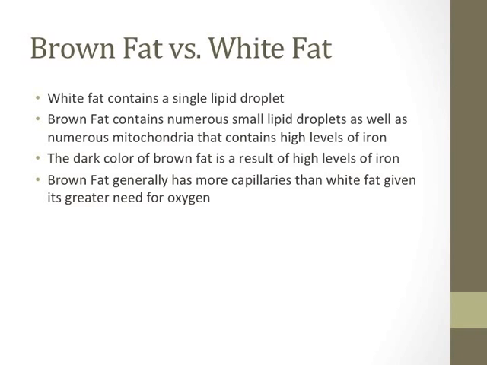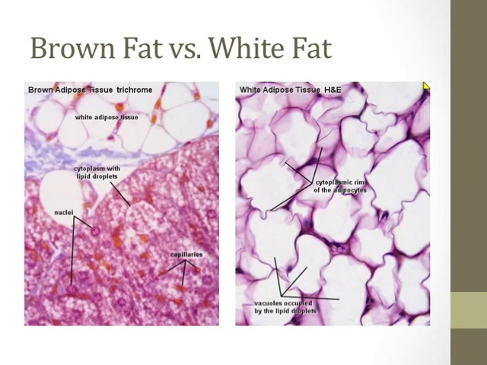Brown fat generally has more capillaries than white fat, given that it has a greater need for oxygen than white fat does. These two photographs are brown fat, which is on the left, and white fat, which is on the right. You can see the main differences between the two, which is color and the number of capillaries.